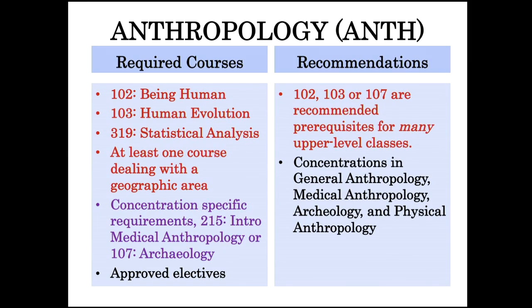Each one targets a specific area of the field. There's also a minor in anthropology that is 15 credits, and you would take Anthropology 102, 103, a geographic area course, and 2 approved physical anthropology electives.